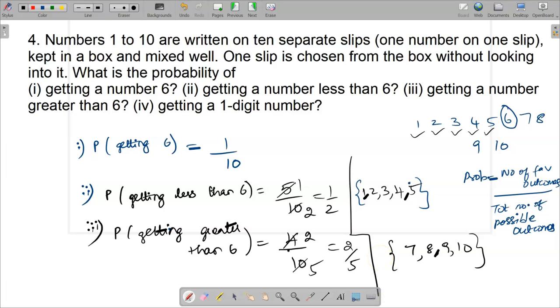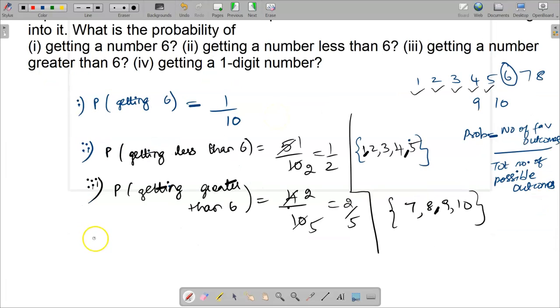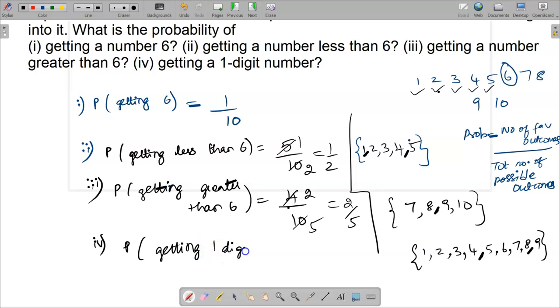And then the last option, getting a 1-digit number. So out of total outcomes, what are all the 1-digit numbers? 1, 2, 3, 4, 5, 6, 7, 8, 9. These are all the 1-digit numbers. So totally how many favorable outcomes? 9 favorable outcomes. So the probability of getting a 1-digit number is equal to 9 by 10.